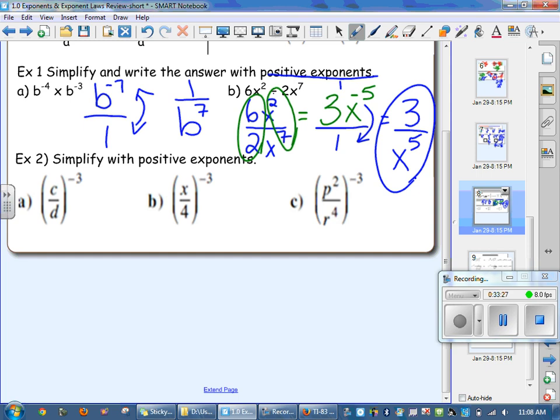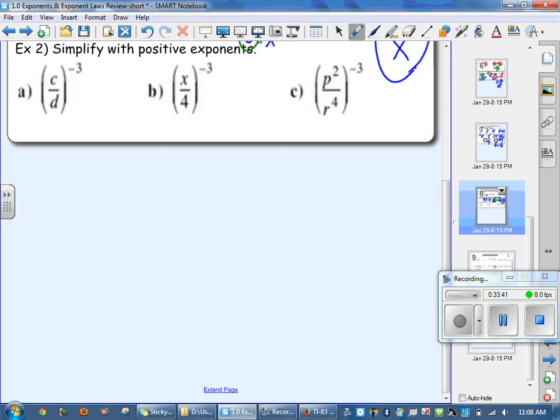Hopefully. Okay, now on example 2, these all are negative exponents. One of the tricks with negative exponents, you can flip the inside first, and then the exponent on the outside becomes positive. So this is the same as saying d over c, now all cubed, which gives me d cubed over c cubed. Okay, you can flip it as a last step if you like as well. It doesn't matter which way you do it. They both get the same answer.